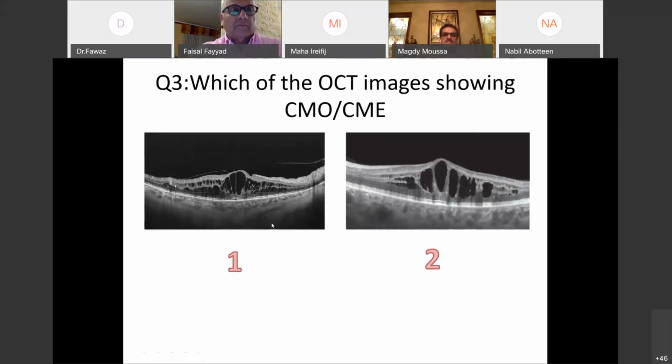We come to a little bit difficult question, even for me. Now, in this image, which is the cystoid macular edema, is it 1 or 2, or either 1 and 2, or none? Okay, so we'll open for questions. Which one is the cystoid macular edema? Case number 1, case number 2, both 1 and 2, or none of the above?